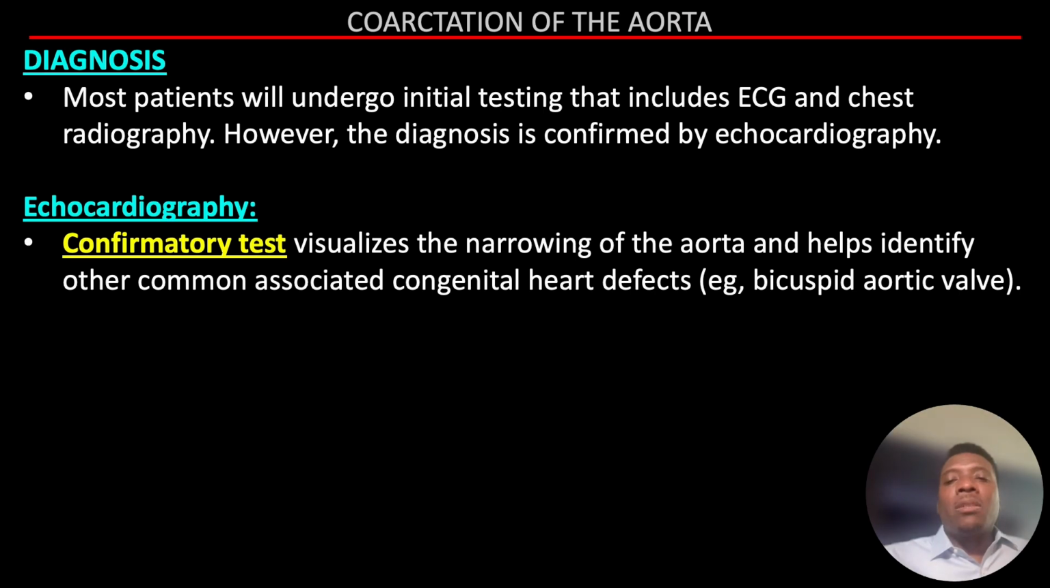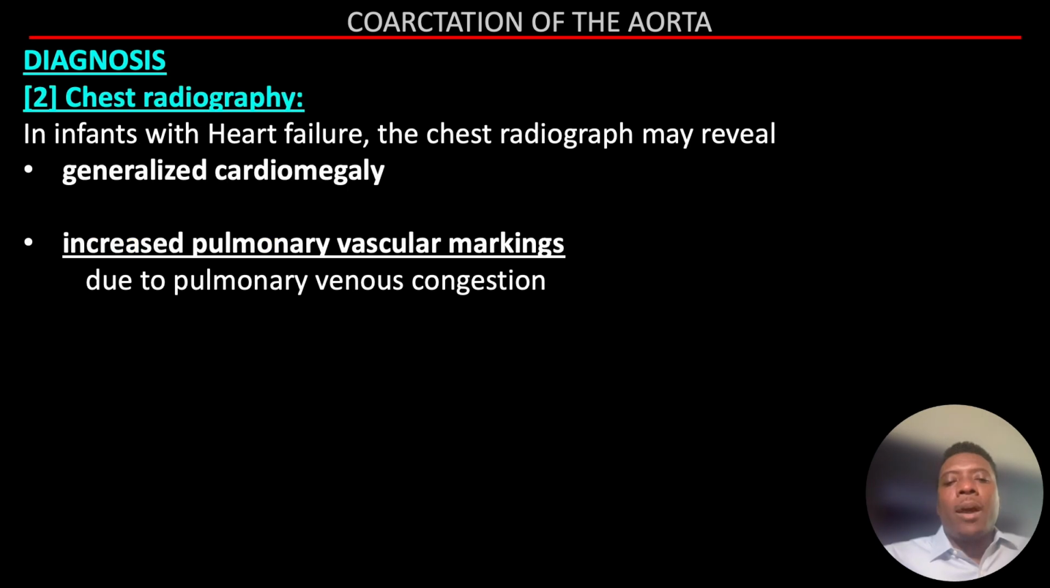To pick up coarctation of the aorta, the most important non-invasive test is going to be an echocardiogram. It will show evidence of the narrowing of the aorta as well as look for other congenital heart issues that may be associated with coarctation. We often order an ECG and chest radiograph, but again, the key finding for this is the findings of narrowing of the aorta on echocardiogram. Now, chest radiographs in neonates may show evidence of severe heart failure if it's really bad, and that can include increased pulmonary vascular markings due to pulmonary hypertension and cardiomegaly.